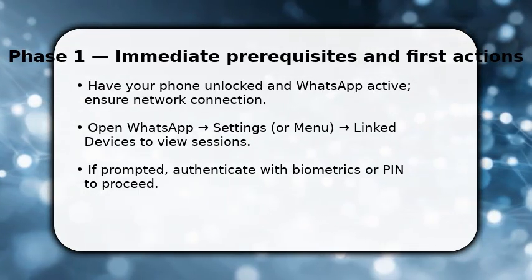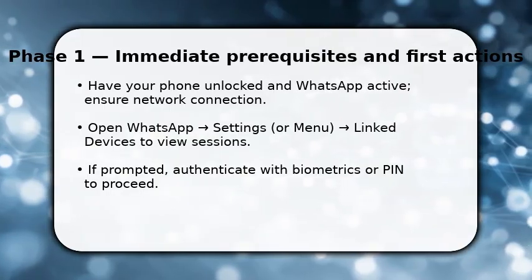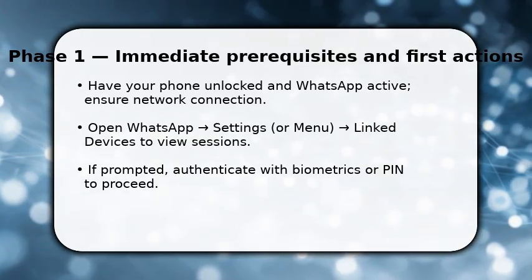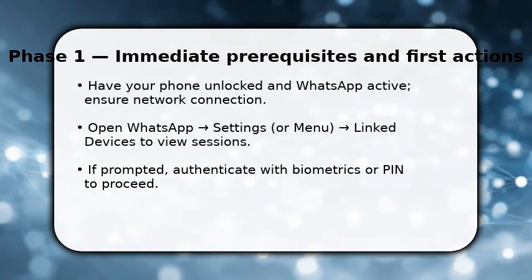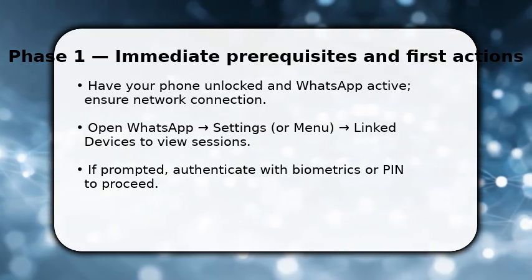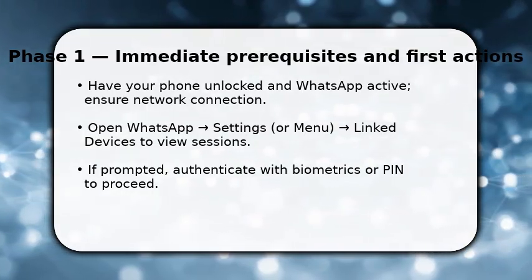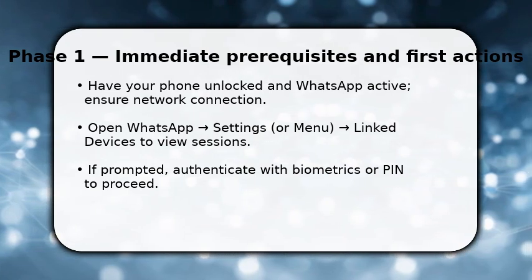This is the hub for web and desktop sessions. Make sure you authenticate if the app asks. Use fingerprint, face unlock, or your PIN so WhatsApp reveals the list. This step shows active and recent logins, which is why we begin here, rather than in the browser.